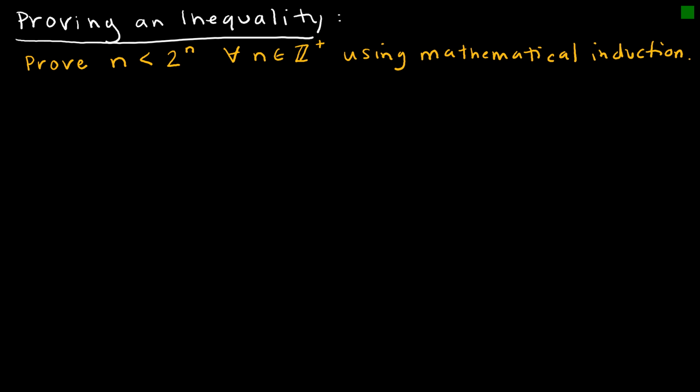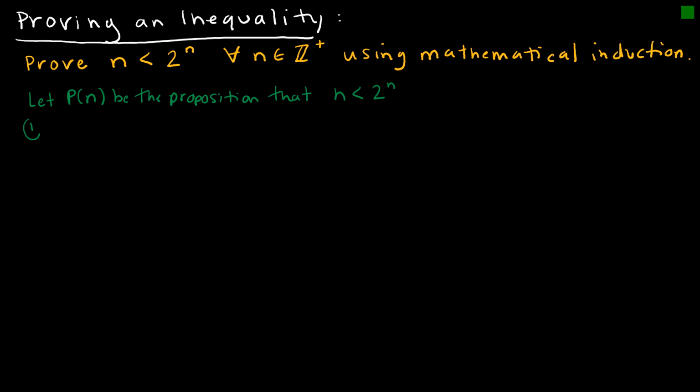Now let's switch gears a little bit. We've looked at three different summation proofs using mathematical induction. Let's look at one that involves an inequality that says n is less than 2 to the n. So again, we're going to go about this the same way. We have to start by telling everyone what Pn means. So we're going to let Pn be the proposition that n is less than 2 to the n. So that's where we start.